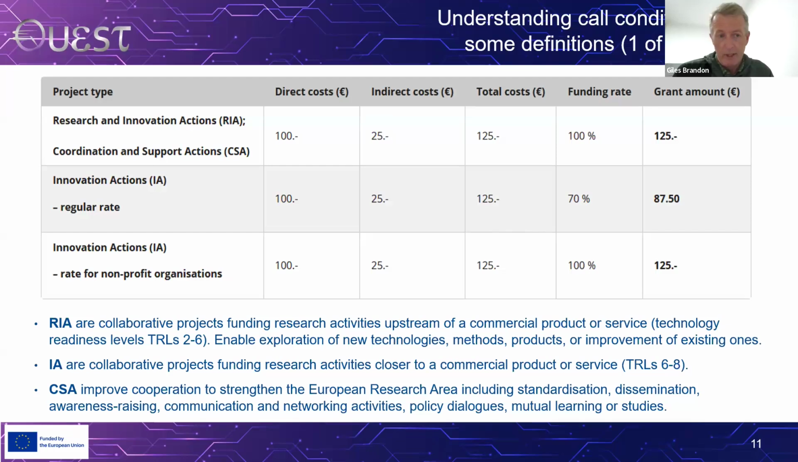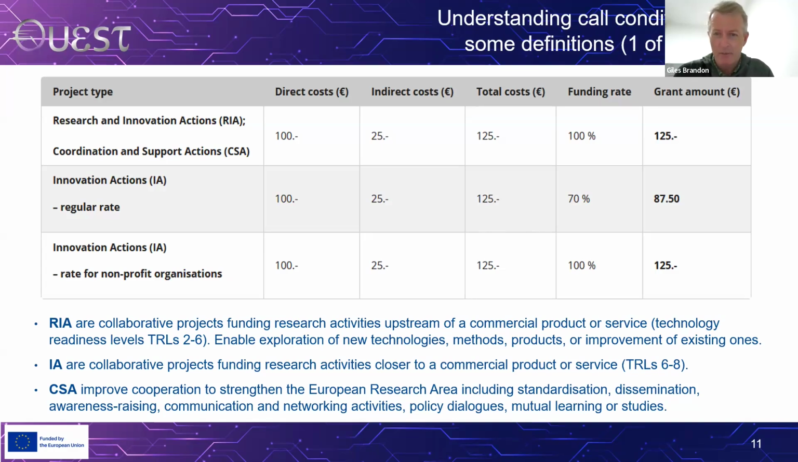If we go to the regular rate, the one for private companies, we have an innovation action. They've got 100 euros of direct costs. They're given 25 euros for their indirect costs, giving total costs of 125. Here, though, the Commission says, this project is much closer to commercialization, this product or service you're developing. Therefore, the risk is lower. We just want to give you enough grant to stimulate and encourage you to do this activity because we think it's good. Therefore, we're going to give you a funding rate of 70%.